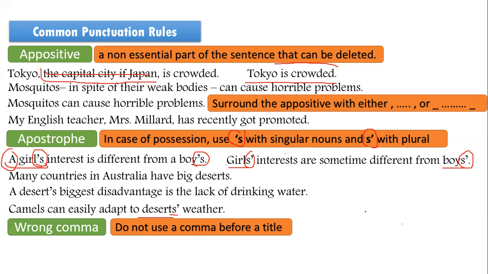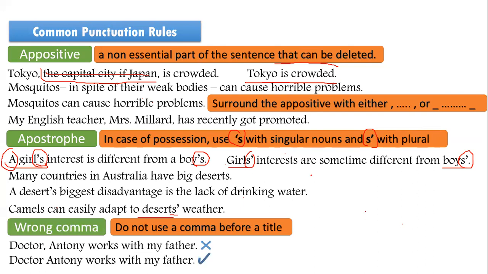Okay, now let's see these examples here. Dr. Anthony works with my father. Is this comma correct here? Do I need this comma at all? No. Very good. So it's an unneeded comma. It should be Dr. Anthony works with my father without any comma.